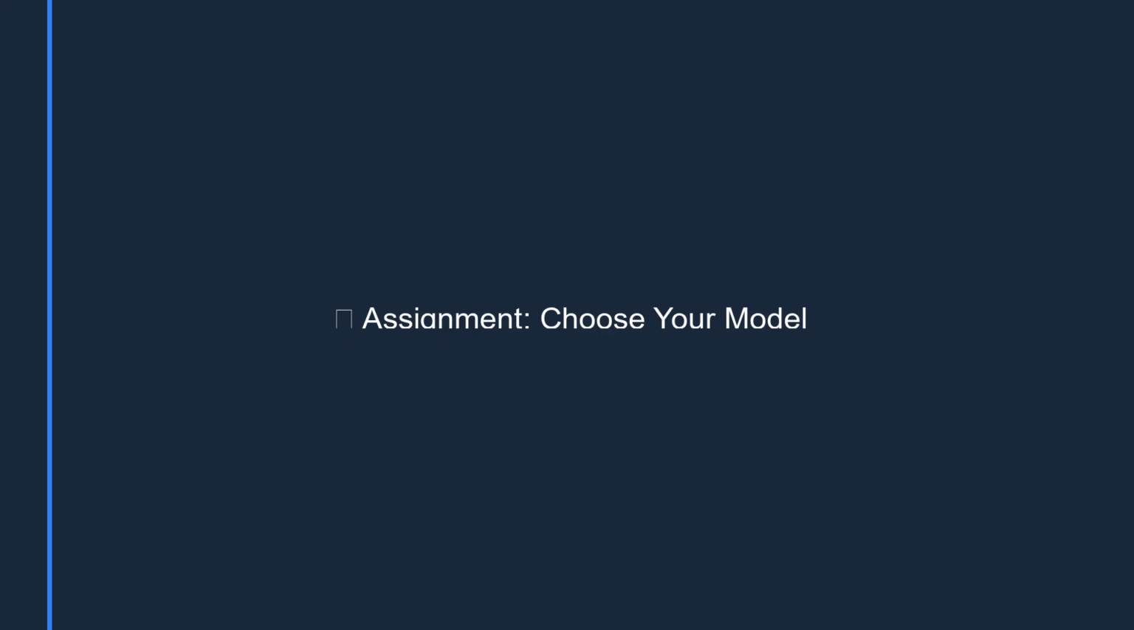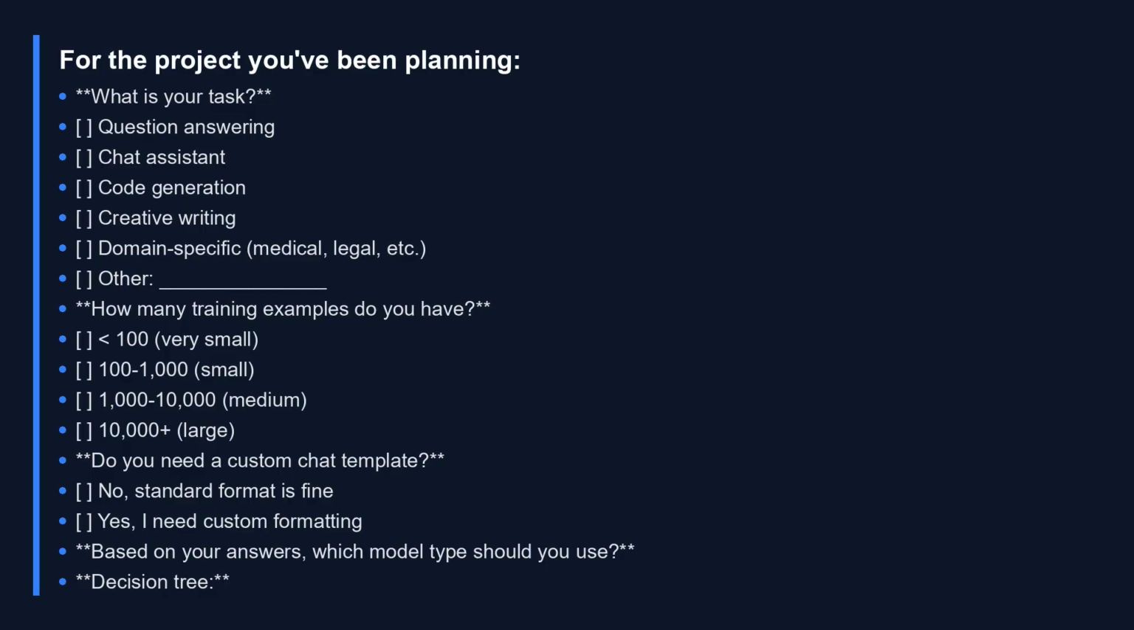Assignment: choose your model. Before moving to the next lesson, take 5 minutes to make a concrete decision about your own project. Work through 4 questions. What is your task? Question answering, chat assistant, code generation, creative writing, domain-specific knowledge, or something else. How many training examples do you have? Under 100, 100 to 1,000, 1,000 to 10,000 or more? Do you need a custom chat template, or is a standard format acceptable?